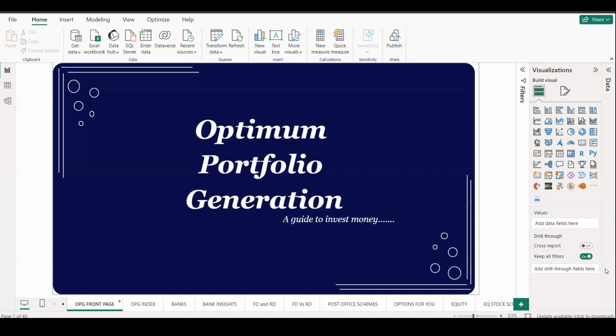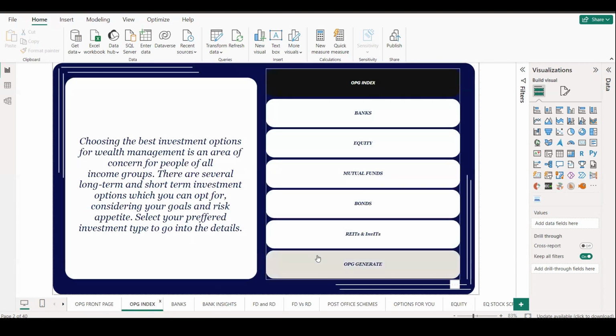So without further ado, I'll just go to the presentation right now. Before explaining how the portfolio generation page works, I will be going through each of these investment options that we have considered for the mix in the optimum portfolio generation.